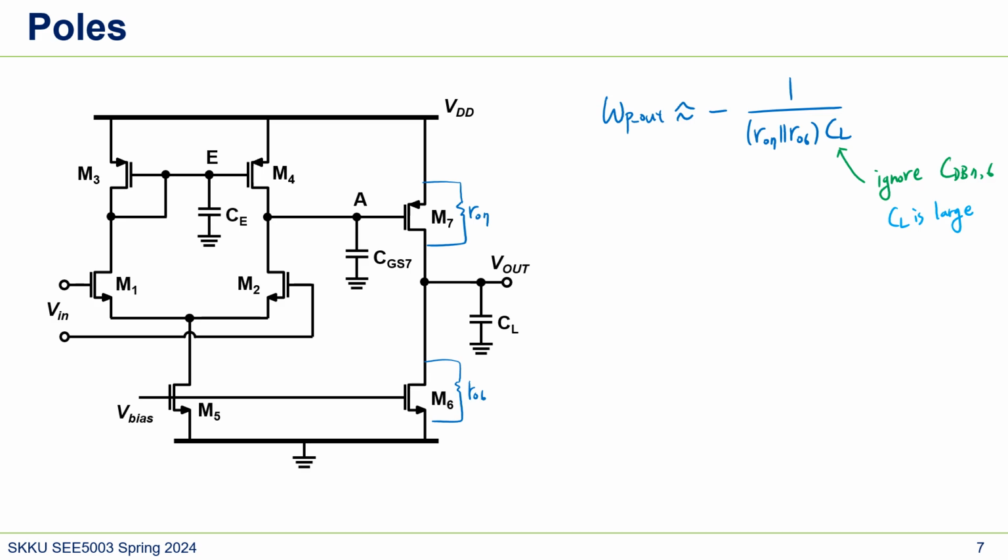And the other one would be at this node, where we will also do some approximation. What's the R? R would be ro4 and ro2, right? And C, we'll consider Cgs7.